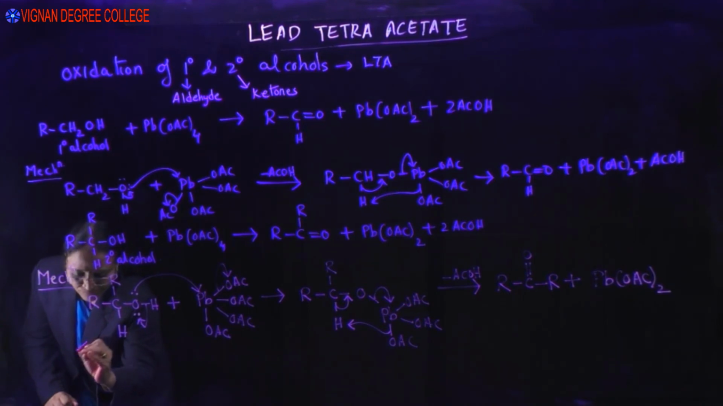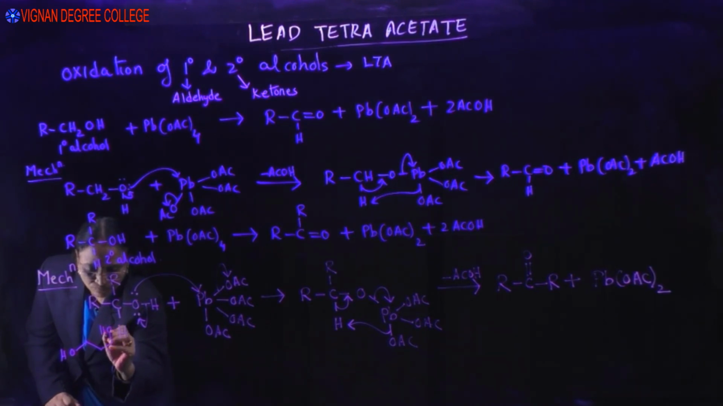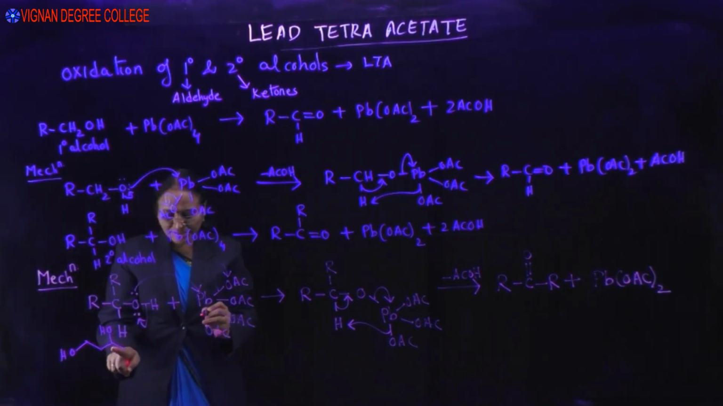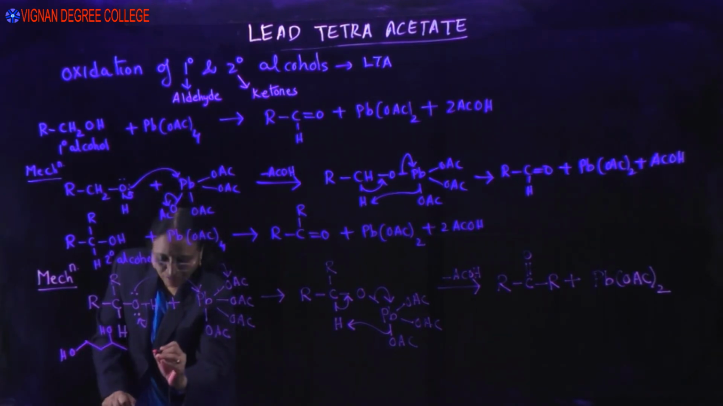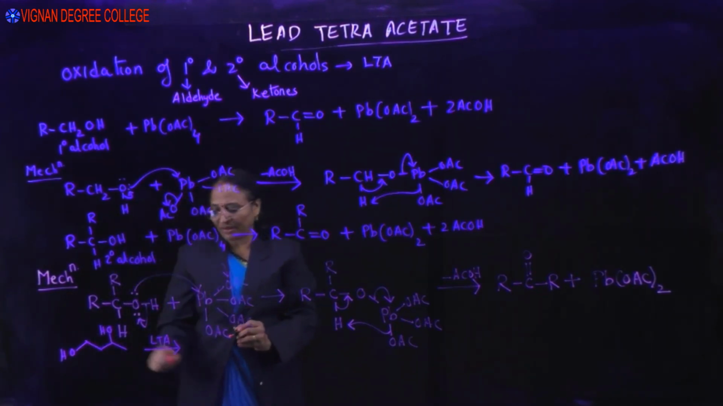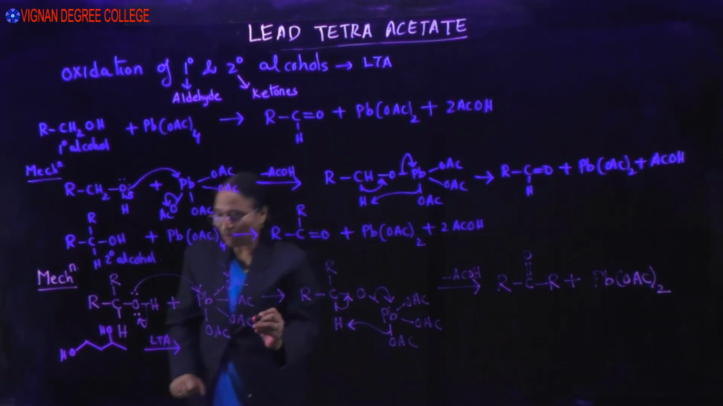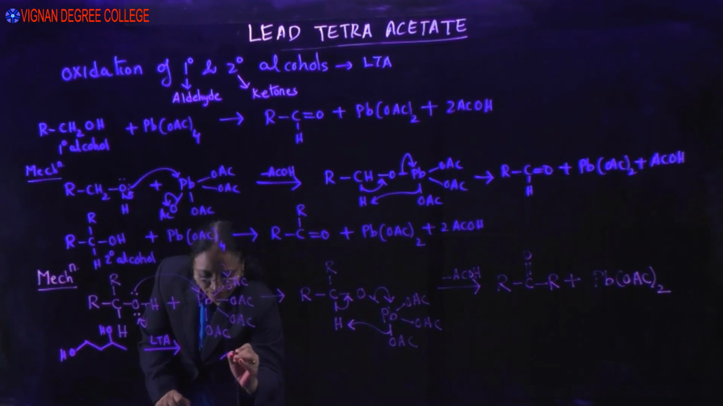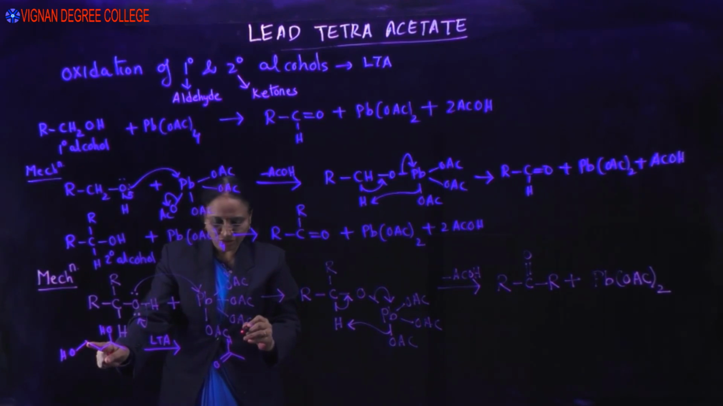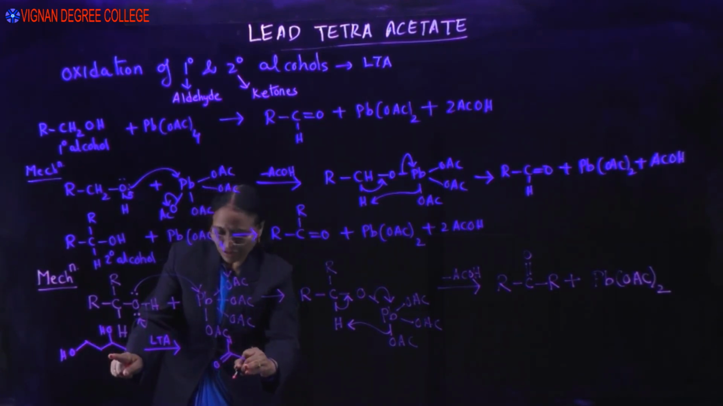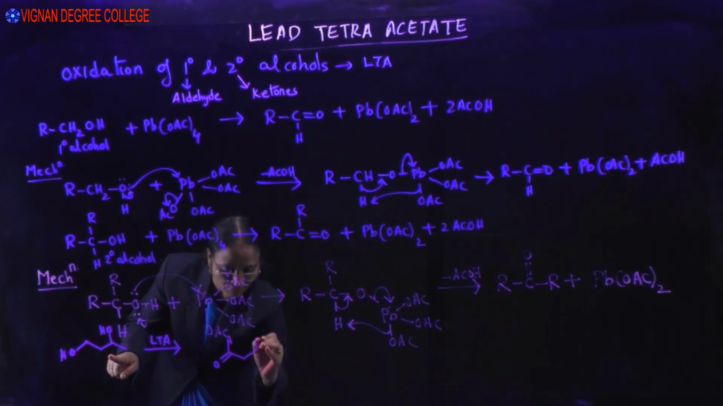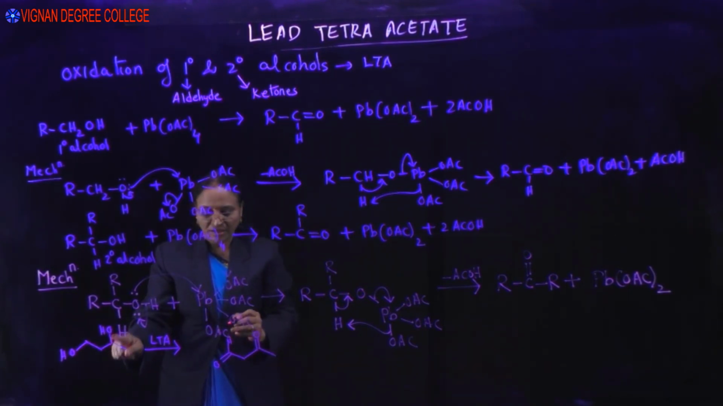Say for example, if I take this, this is a secondary alcohol, this is a primary alcohol. So if I treat this with lead tetraacetate, the secondary alcohol will get converted into ketone, primary alcohol will get converted into an aldehyde. So you will get C double bond O H. This is CH2OH being converted into CHO, CH2, C double bond O, because this is secondary alcohol converted into ketone.